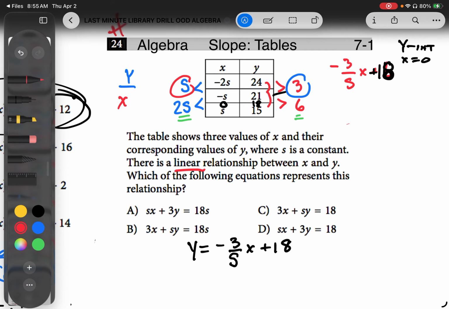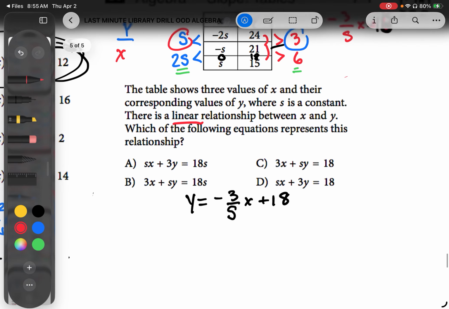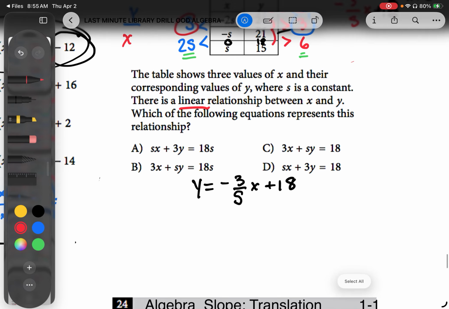Notice your answer choices have to be in standard form. Right now we have slope-intercept form, so let's turn it into standard form. So what am I going to do with that s? I'm going to multiply s all the way across to get rid of that s in the denominator. So that would leave me with sy is equal to a negative 3x plus 18s.